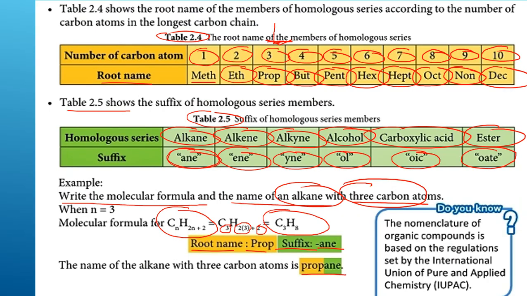Alright, so another example, if we have 4 carbon atom, and then we need to name the alcohol with 4 carbon atom. So alcohol is suffix dia ol, so dia punya number of carbon atom 4, so nama dia adalah butanol.